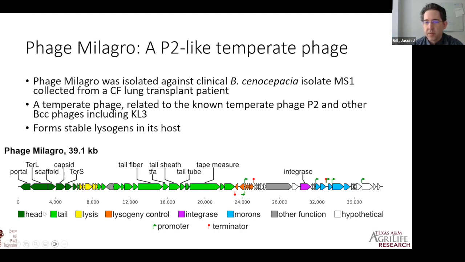It's a pretty typical P2-like phage. You have the gene modules here, the lysogeny control module here, which will be relevant, and the tail fiber and tail fiber assembly chaperone genes are right here.